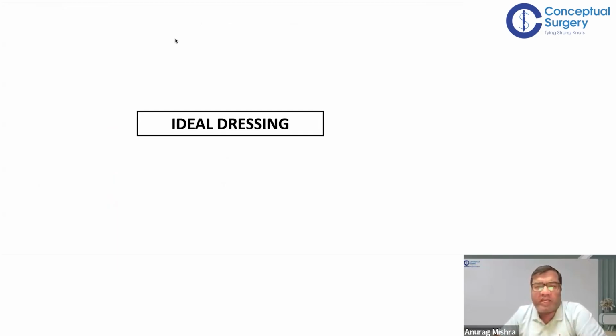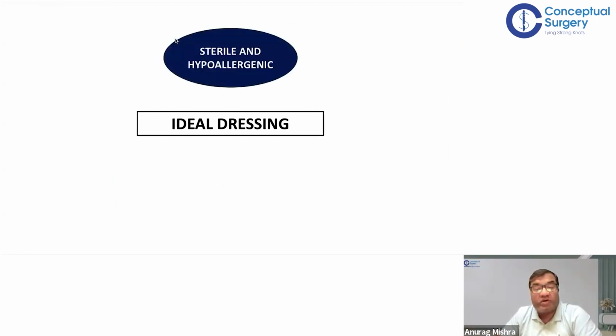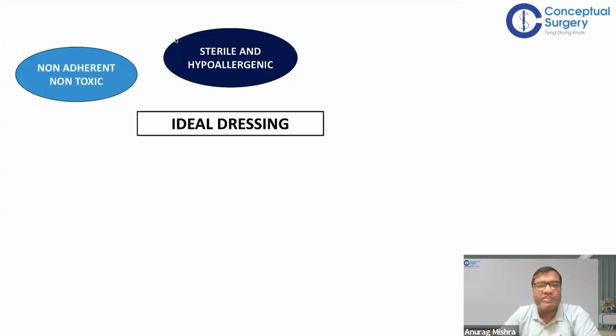Okay, so now what should an ideal dressing be like? Now, there is no one dressing which is ideal, but if we try to define an ideal dressing, obviously it should be sterile. It should not cause any allergy to the tissue. It should be non-adherent and non-toxic. Obviously, it should not create toxicity to the local skin. And it should not stick very tightly, because if it adheres, then you'll peel off granulation tissue again when you remove the dressing and cause further trauma. So it should not stick to the healing tissue.